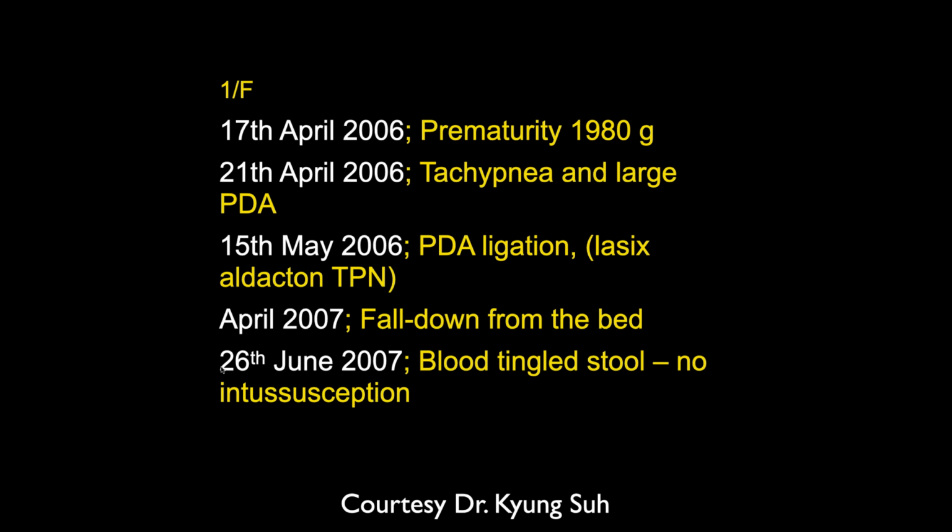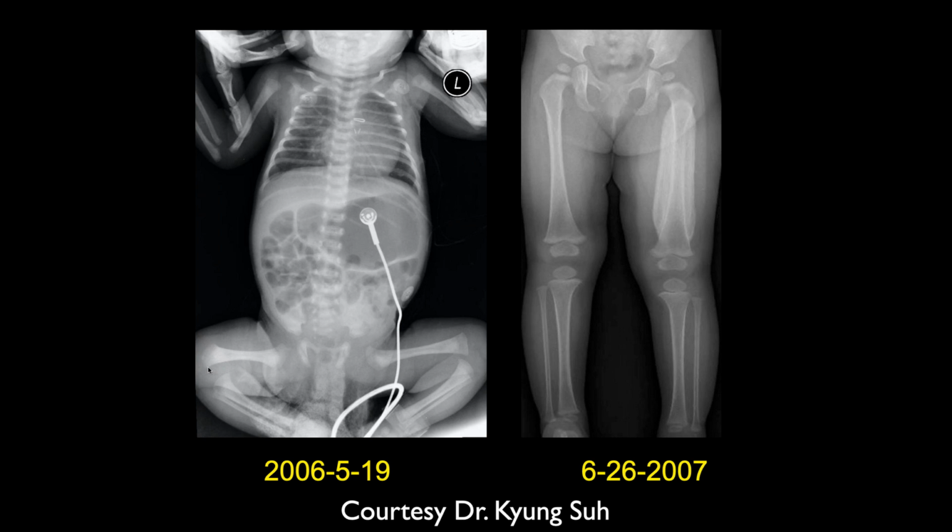Okay, so assume that's a 1-year-old female. They were born premature, tachypneic, with an enlarged PDA. They had a ligation, and then a fall from bed, blood-tinged stool.